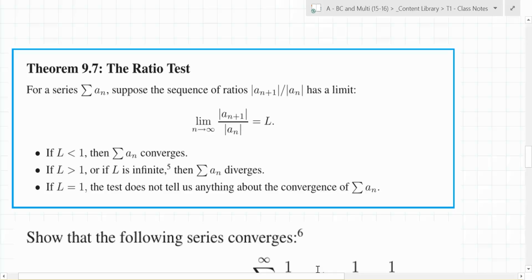What does a sub n represent? That means the nth term in the sequence. What does a sub n plus 1 represent? The next term after the nth term, the nth plus 1 term. Yes, that is correct.